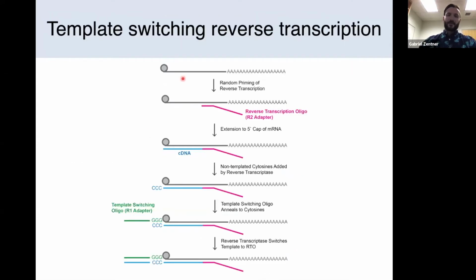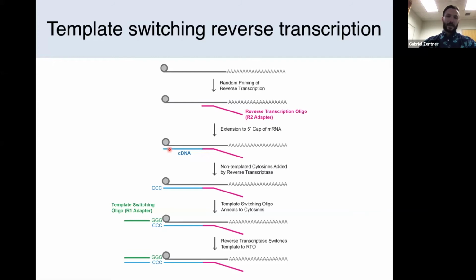So I just want to briefly mention how template switching reverse transcription works, because it is the enzymatic mechanism that is sort of the linchpin of this technique. So we randomly prime mRNAs and other RNAs from total RNA with a reverse transcription oligo containing an Illumina P7 adapter. So this is primed via a random pentamer. We perform full-length first-strand cDNA synthesis.